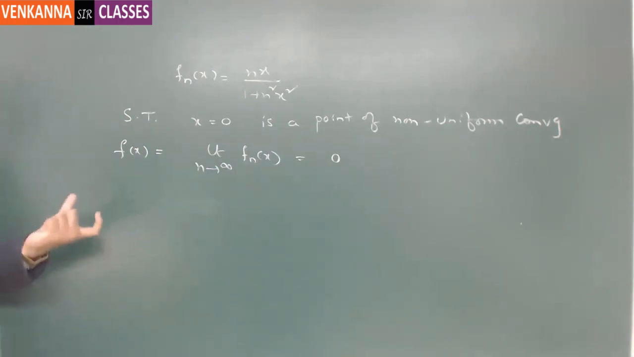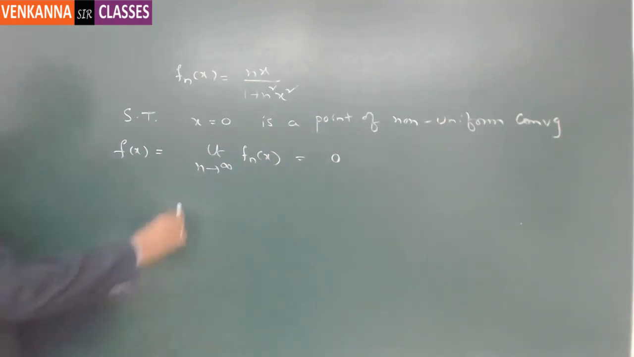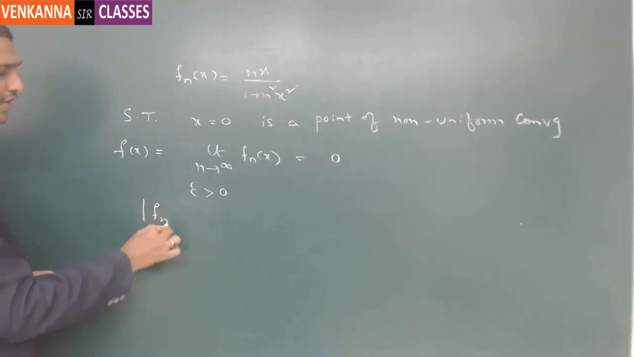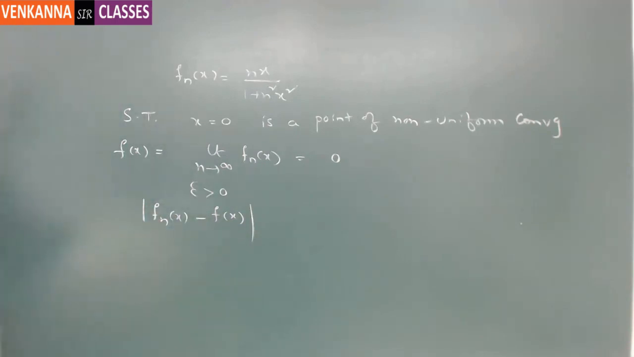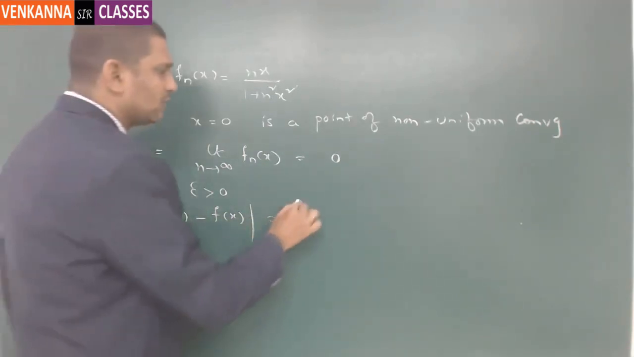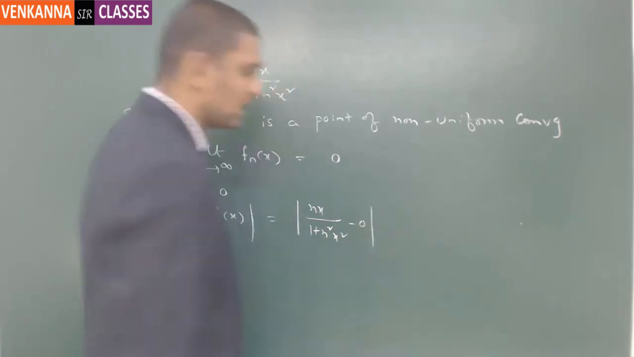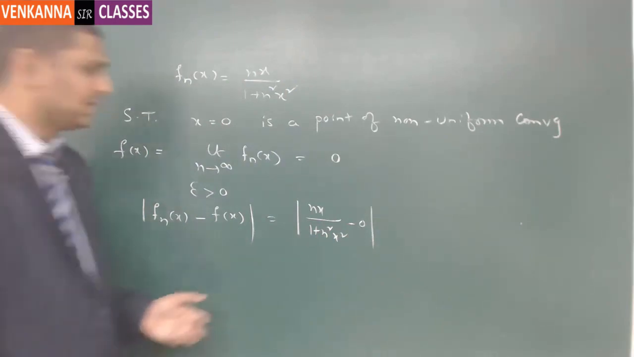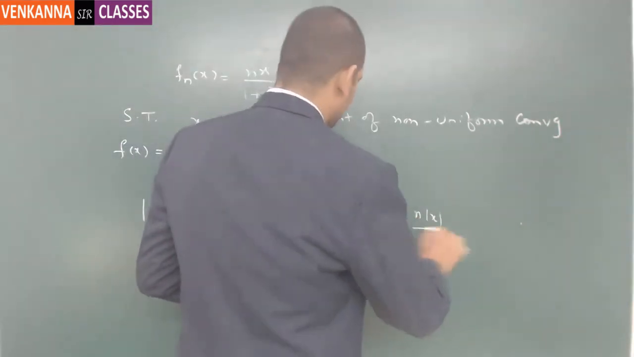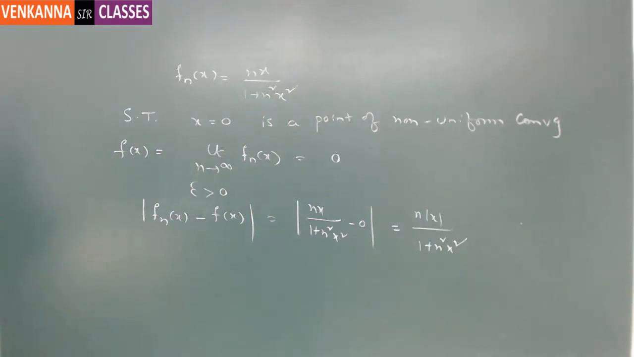Now what we are going to do, we have to build a relation between epsilon and the term number. So let us assume that epsilon is greater than 0 and you calculate mod fn of x minus f of x. It is just like building a relation between the term number and epsilon. So if you simplify the value, it is nothing but modulus of nx by 1 plus n square x square minus 0, and since we are taking the values as positive, x is some real number, we can take it as n into modulus of x by 1 plus n square x square.